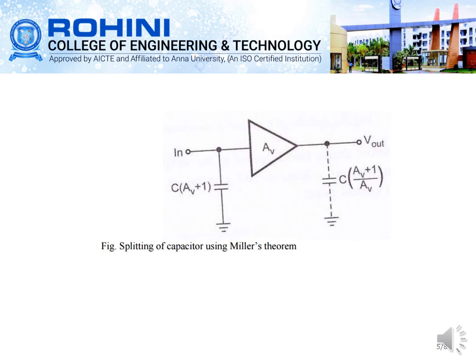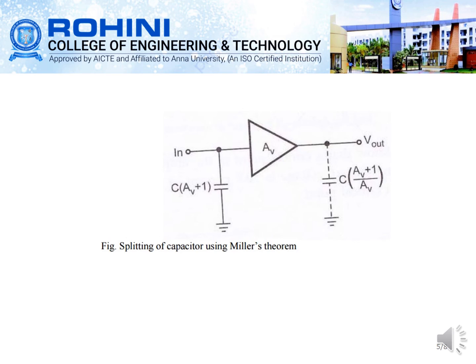You can see the capacitor is split into the input as well as the output side. On the input side, it is drawn as C times (Av + 1), and on the output side, it is C times (Av + 1) divided by Av. The need for this is that we have to split the capacitor into the input side as well as the output side. This can be done only through Miller's theorem.